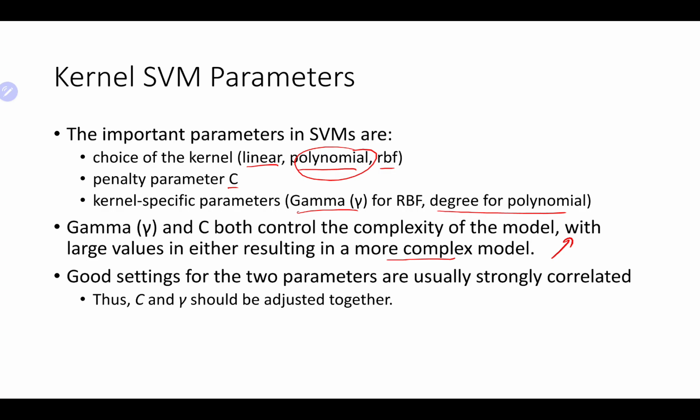The good settings for the two parameters are usually strongly correlated. That's why C and gamma should be adjusted together, meaning when we do a grid search, let's say, we need to try to find a good solution for both of them at the same time.